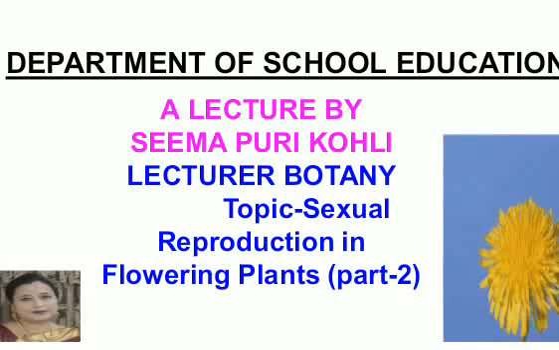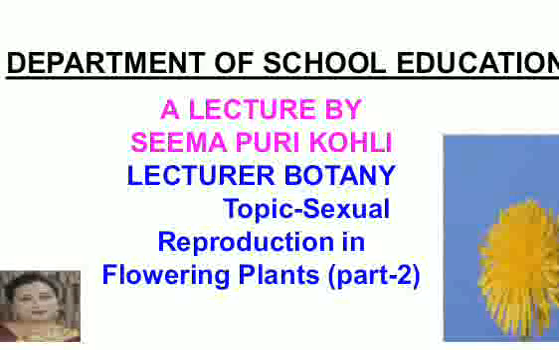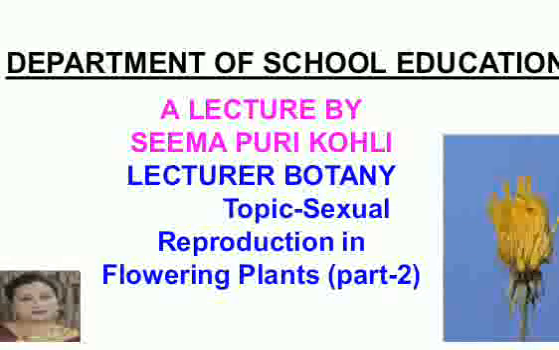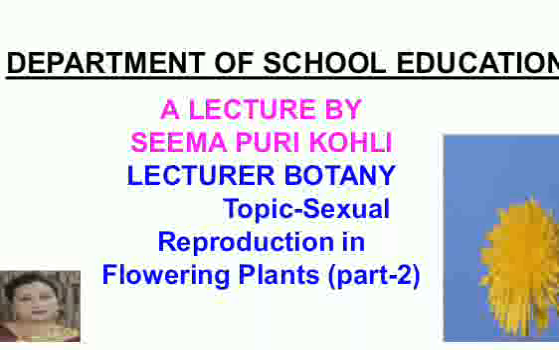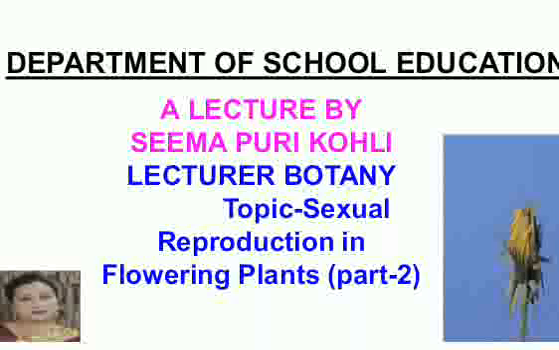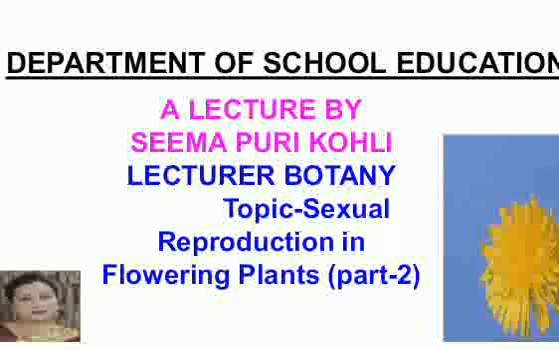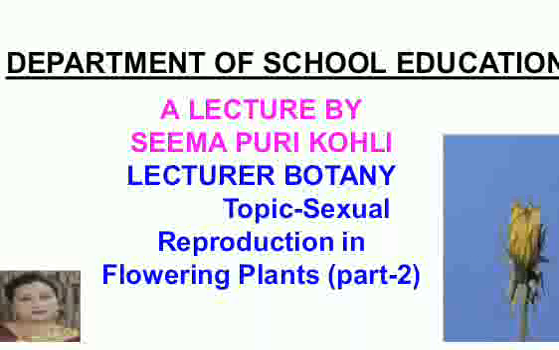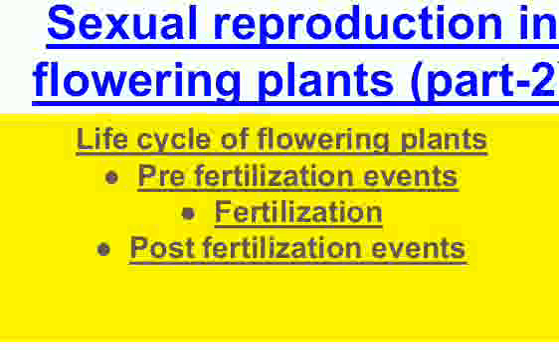Namaskar, my dear students. As you know, we started with the chapter Sexual Reproduction in the Flowering Plants last time, and in that very chapter I told you about the way in which the plants reproduce by sexual reproduction, and I told you that the flower is the main organ of sexual reproduction. We discussed various parts of the flower and then the sequence of events which take place during the process of sexual reproduction.